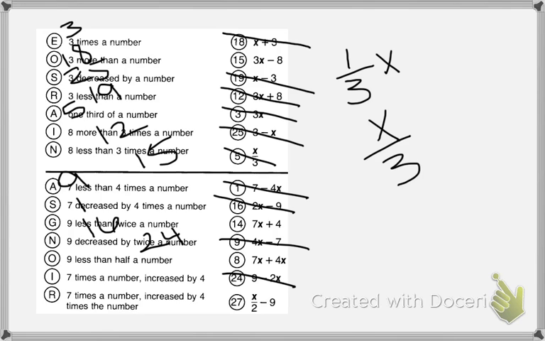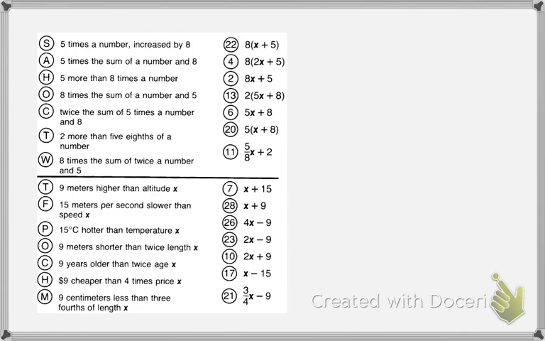9 less than half of a number. That would have to be this one. It's the only one that shows a number being divided by something. So we have number 27. 7 times a number increased by 4. 7 times a number increased by 4 is 14. Leaving 7 times a number increased by 4 times a number. That's number 8. All right, take a good look. These are all of the answers. I know it's hard for me to write in this tiny little space, but you can just rewind to hear what I said. We're going to move on to the next page.